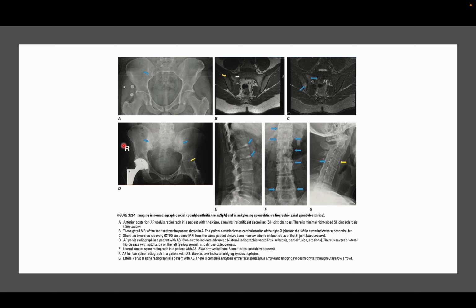Only 5 to 10% of the non-radiological SPA will progress to radiological SPA over 5 to 10 years. So if you see it on X-ray, it is called radiological SPA. If it is not there, it's non-radiological SPA. They have a 5 to 10% risk of progressing to radiological SPA in the future, so they should be kept on follow-up. If they have pain, they should be put on NSAIDs and physiotherapy. So this is the case of ankylosing spondylitis.